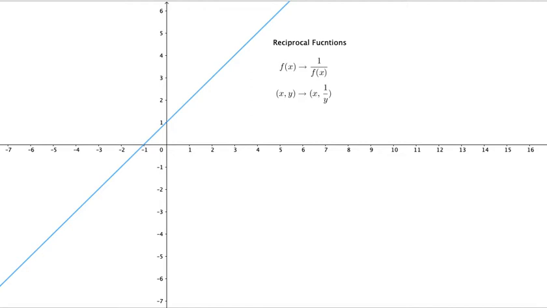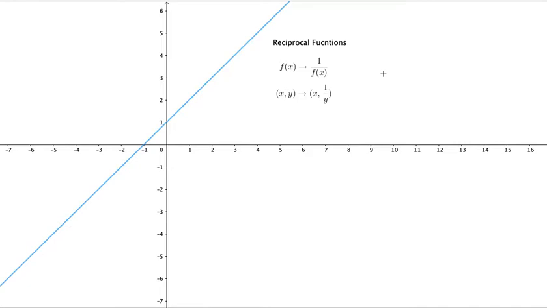Hello everyone. We're going to be talking about reciprocal functions. So reciprocal functions are something that if I'm given a function f of x, for instance this blue graph here, this blue linear line is f of x, the reciprocal function is defined as 1 over f of x.